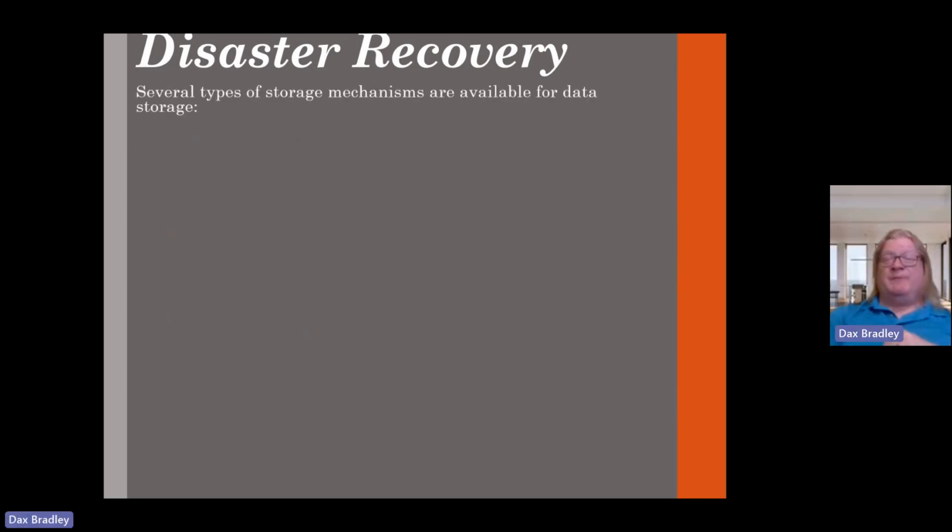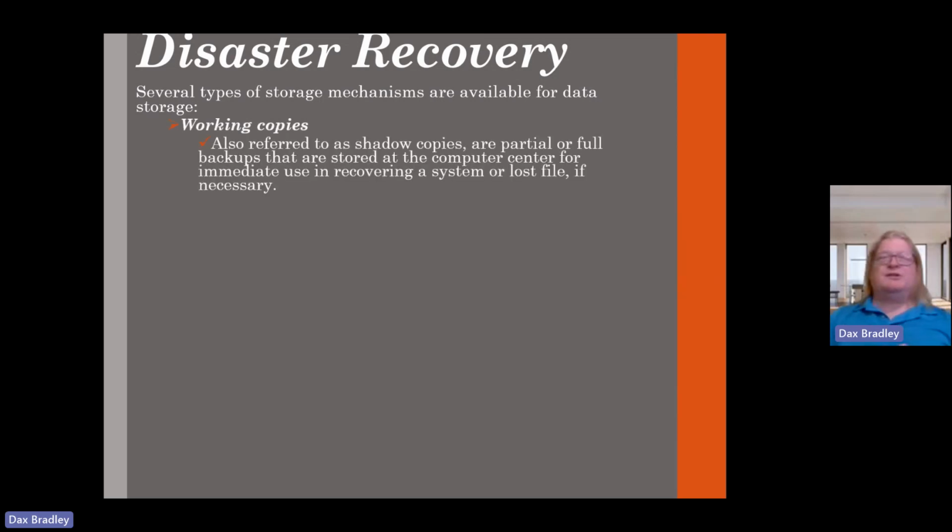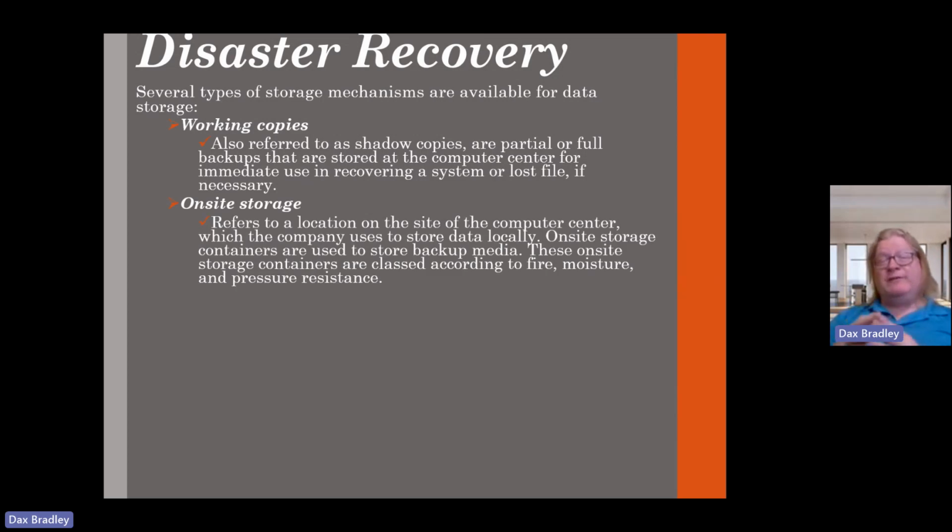There are several types of storage mechanisms available for storage. Working copies, which are also referred to as shadow copies, are partial or full backups that are stored at the computer center for immediate use in recovering a system or lost file if necessary. On-site storage refers to a location on the site of the computer center which the company uses to store data locally. On-site storage containers are used to store backup media. And these on-site storage containers are classified according to fire, moisture, and pressure resistance.